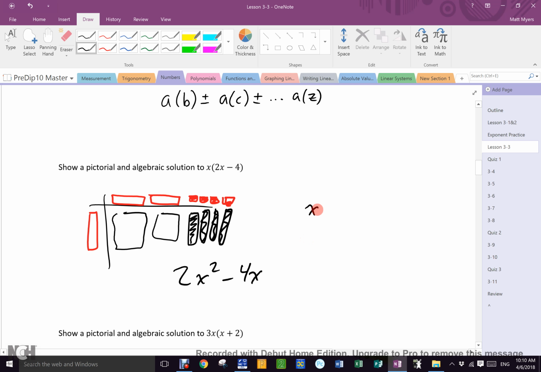The algebra solution, which is what we really want, is distribution. 1x, numbers with numbers. What's the number in front of x? 1. 1 times 2 is 2. X times x is x squared. Minus 4x. Because you distribute that x to both terms.